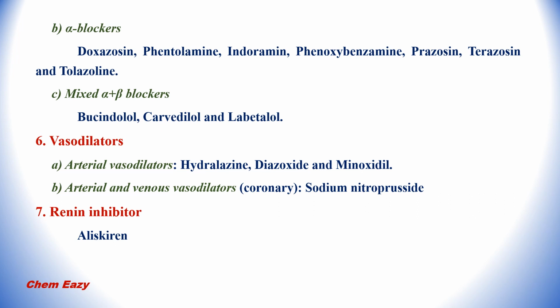The sixth class under antihypertensive agents is vasodilators. Vasodilators are again classified into arterial vasodilators and arterial and venous vasodilators. Arterial vasodilators include hydralazine, diazoxide, and minoxidil. Under arterial and venous vasodilators, sodium nitroprusside. The seventh class is renin inhibitor. Drug name under this category is aliskiren.